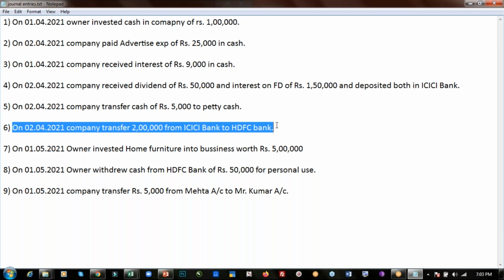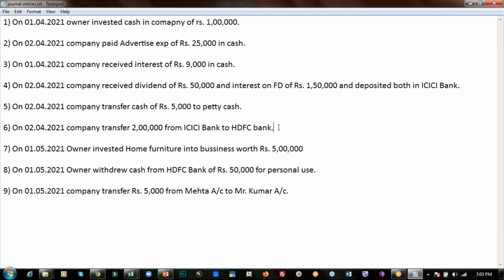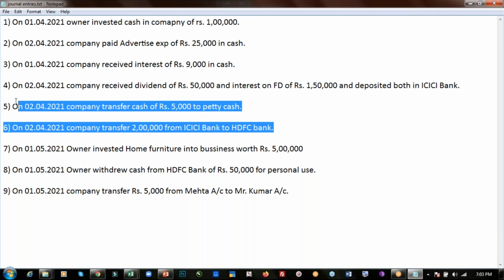All right, this entry is also very simple. We are transferring the amount from ICICI to HDFC. So basically from ICICI it is going out and in HDFC it is coming in. So HDFC debit to ICICI Bank. Guys, just for your points, these entries of transfer are also considered as contra transactions. These entries are also the contra entries, okay?